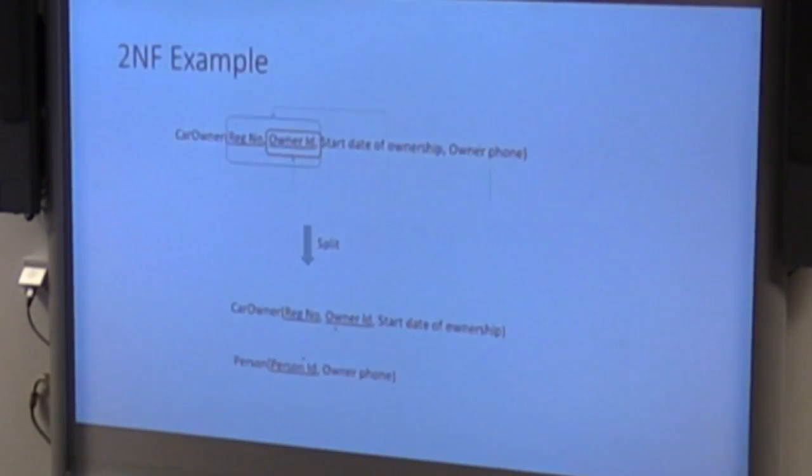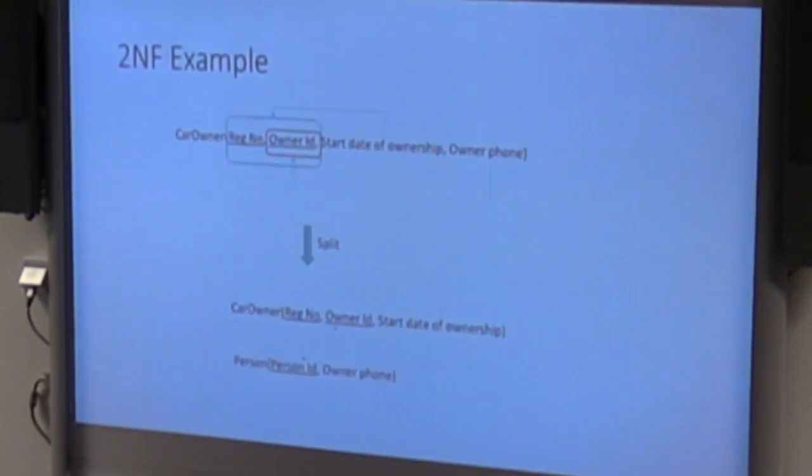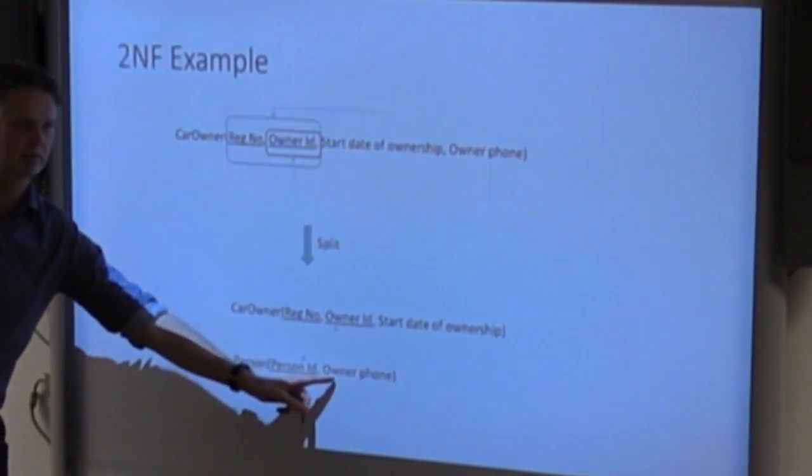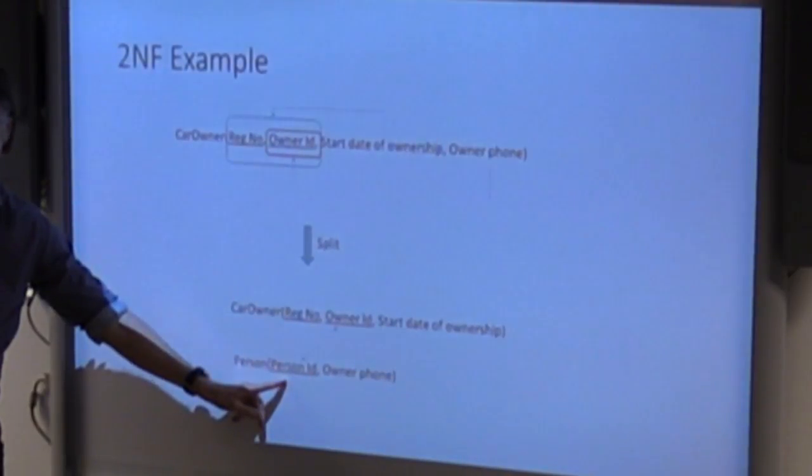So we are trying to remove that owner phone from that car owner table, the top one, the one that is not in the second normal form. And then we are trying to make that owner phone functionally dependent on the entire key of another table instead. That other table is named person, which means that the owner phone is functionally dependent on the person ID, which is the entire key. So that's okay.